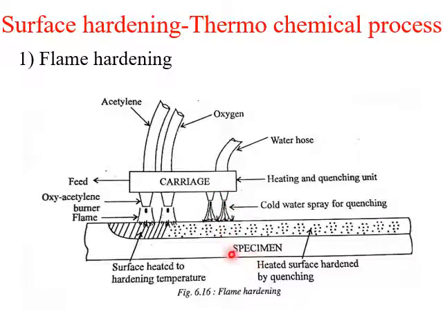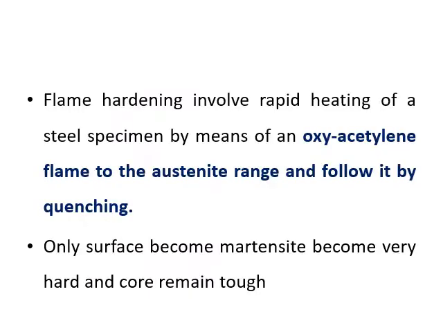Okay, so how much depth you want, and what is the quantity of martensite which you are going to get on the surface, all those things are controlled by these process parameters. So when we look into these things, as I said, we are going to use the oxyacetylene flame to convert the phase which is present into the austenite. Then that austenite is quenched to the room temperature to form the martensite.